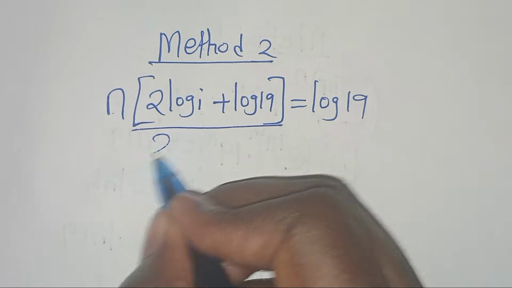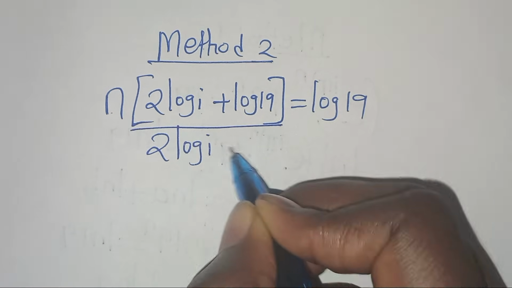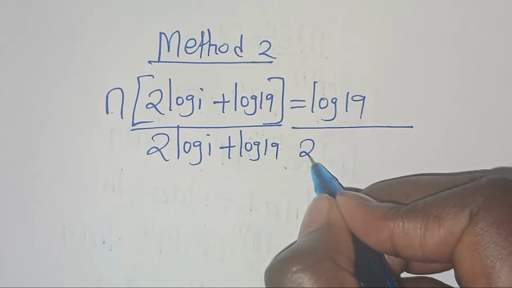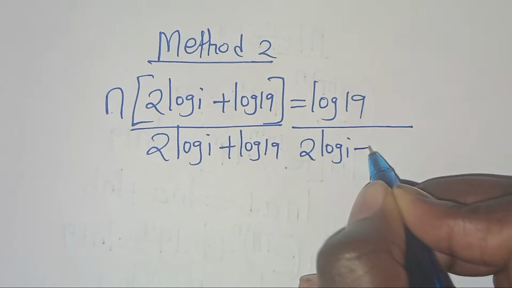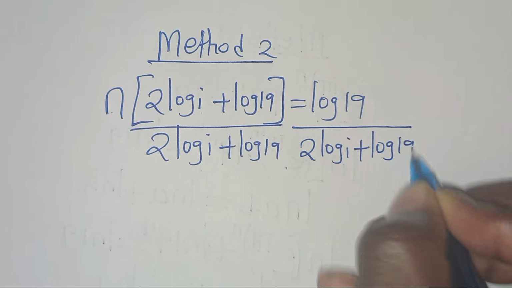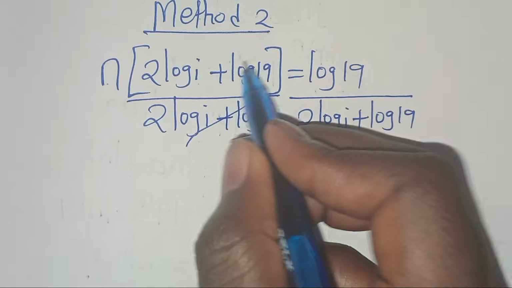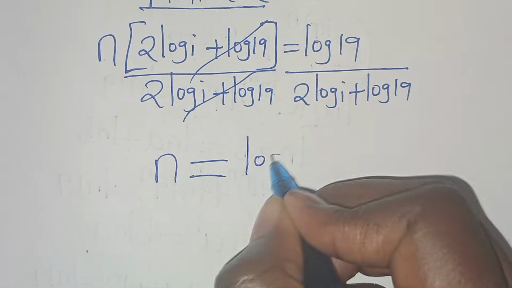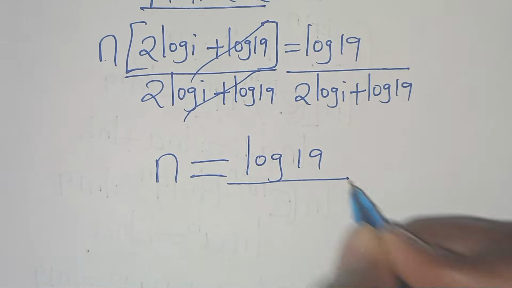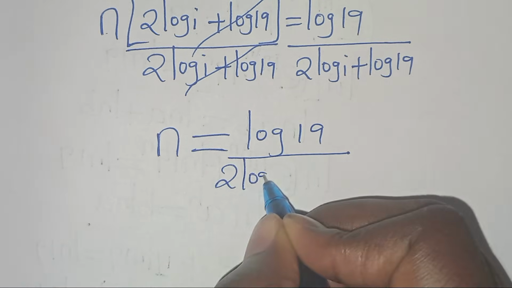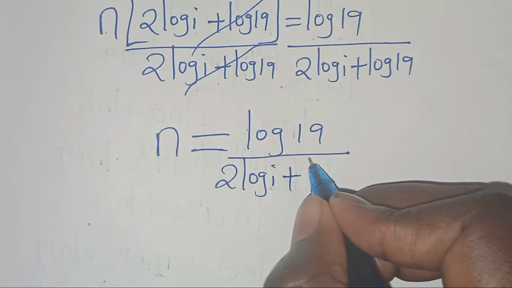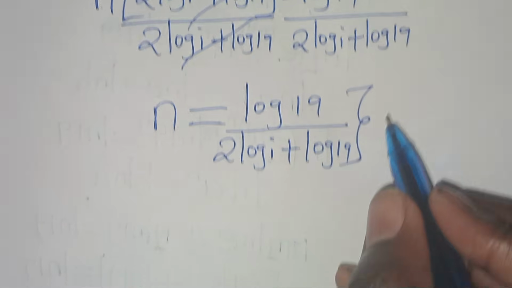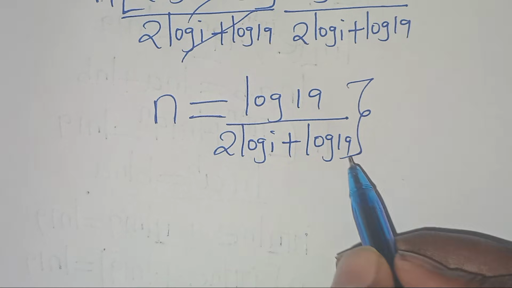So let's divide both sides by 2 log i plus log 19. And also here we divide by 2 log i plus log 19. So let's simplify here, so that we have n is equal to log 19 divided by 2 log i plus log 19. So this is the value of n by applying method 2.